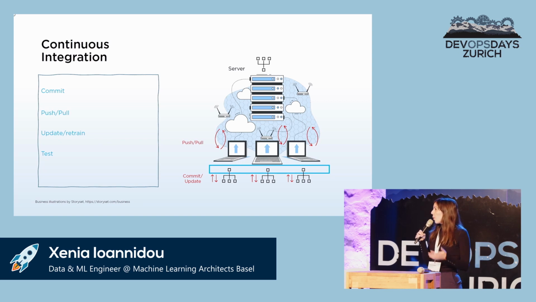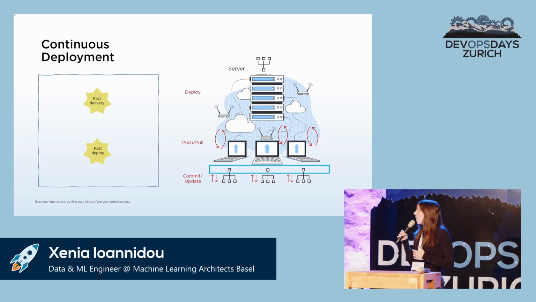Of course, they're here to help the developers to integrate not only code changes, but most importantly, data and model updates into a main repository. And of course, they are here to develop automated deployment pipelines because what we care about is fast delivery and fast deployment in production for the code, the data, and the model.